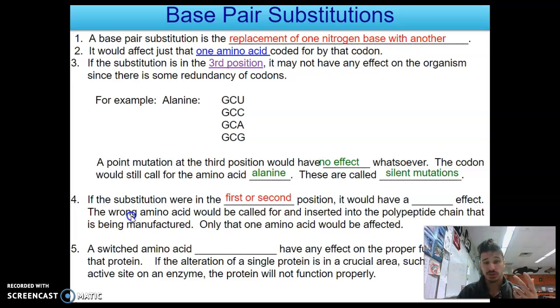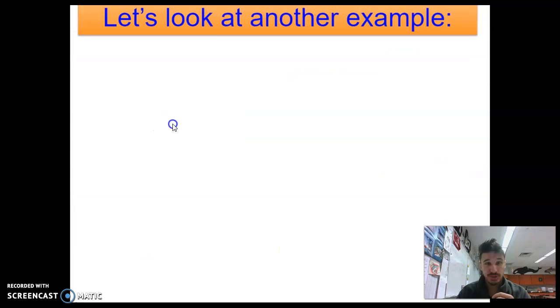Now, if the substitution were in the first or second position, it would have a greater effect and change the amino acid altogether, which ultimately changes the protein. Now, a switched amino acid may or may not have an effect on the proper function of a protein. But if it were in the active site of an enzyme, right, that could cause a real problem, because that enzyme could be non-functional then, because the active site is just one amino acid off.